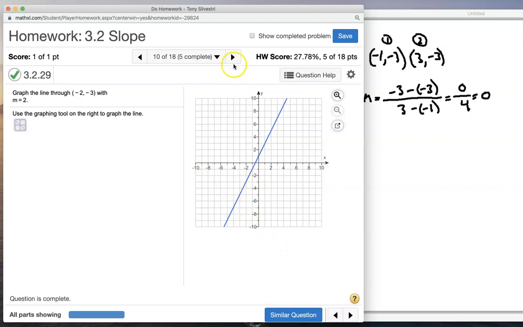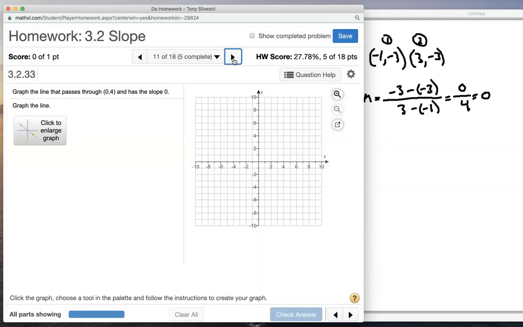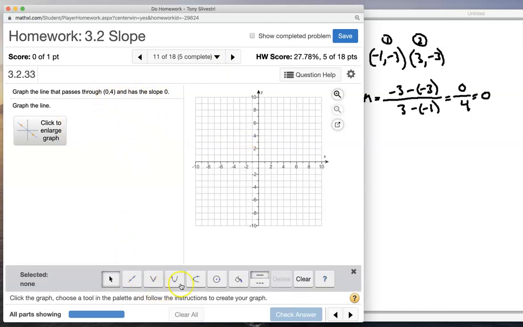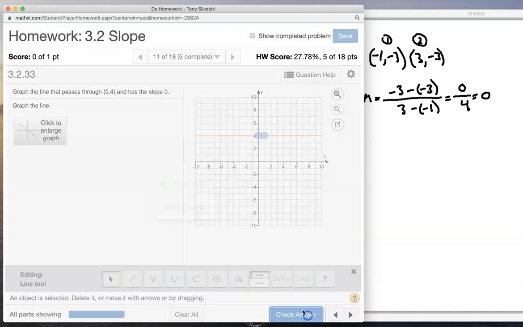Okay, let's try another one. Is there going to be another one like that? Oh, okay, yeah, sort of like that. Click on that. See, same thing. Line here. Plot the 0, 4. Okay, 0 horizontal, don't move, 4 vertical. Boom. A slope of 0 means move over 1 unit and don't go up or down. Stay 0 units vertically. Horizontal line. It's got to be a horizontal line. Slope is 0. Check your answer.